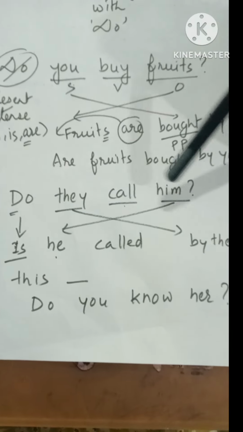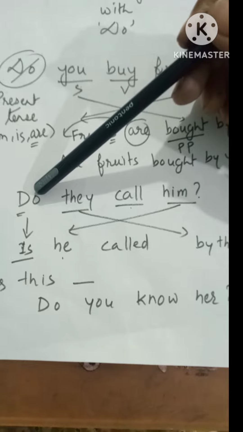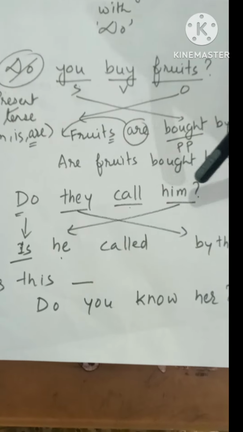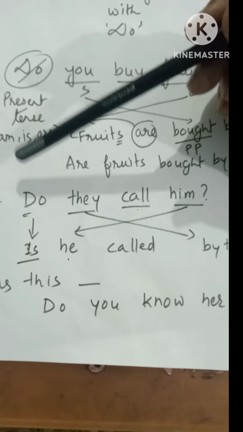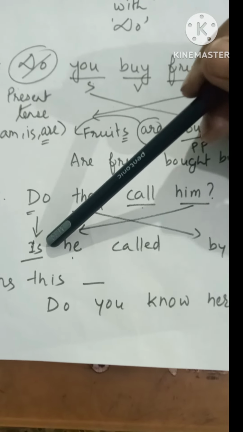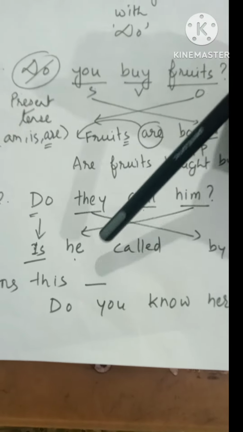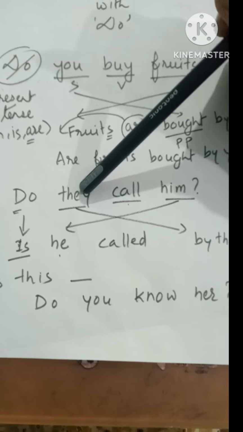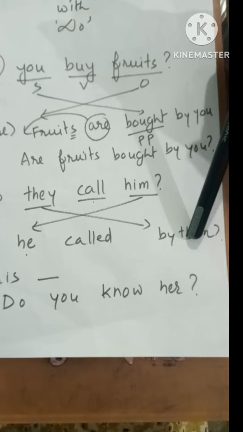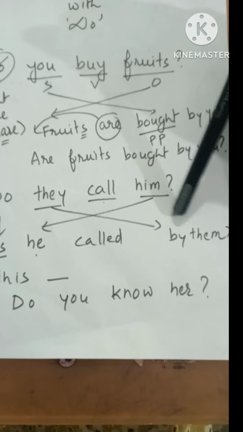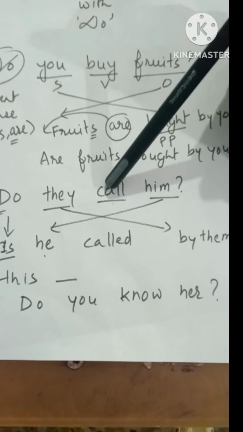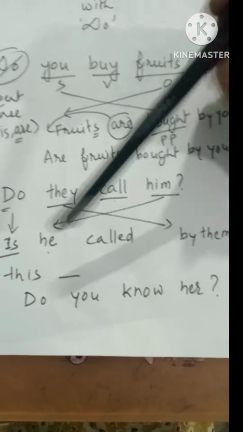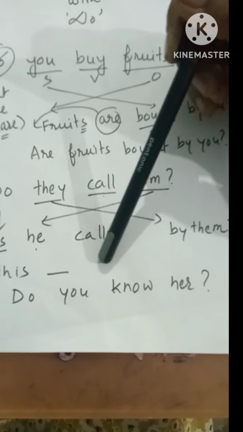Do they call him? So he comes in front and we have do. We are not cutting this out, do, but because of this do we have come to know that it is in present tense. So him, when it comes to the place of subject, it becomes he, and we are using the helping verb is in place of that do. Okay, so is he, then they goes to the place of object. By them it becomes, and we have call, so call, we are using the past participle. So straight away we have written is he called by them.